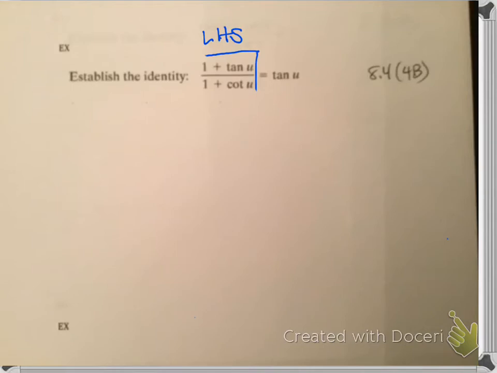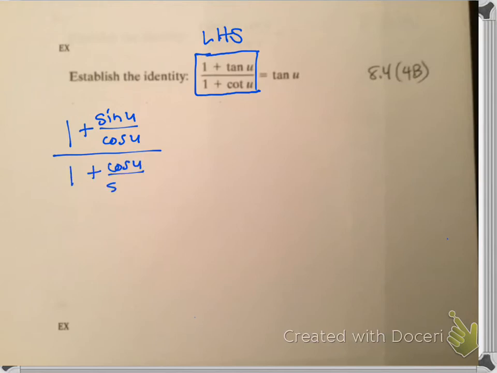Okay, so the moral of the story is that if at first you don't succeed, you try again. This time around, I'm going to rewrite the left-hand side in terms of sines and cosines. So I get 1 plus sine u over cosine u over 1 plus cosine u over sine u. So let's see what happens when I do this.